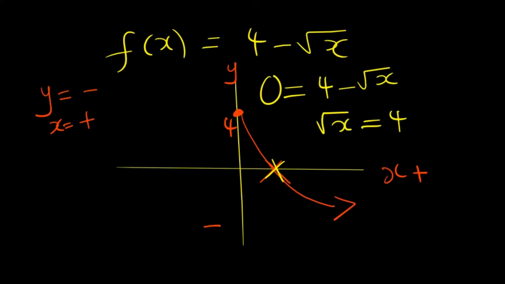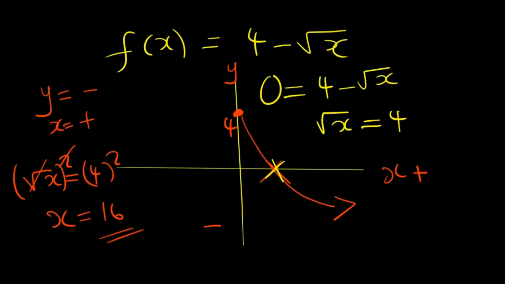Then for me to remain with my x, what do I now do? Allow me to write it on the other side. So the square root of x is equal to 4. I'm going to square both sides. So the square and the root are going to cancel. x will be equal to 4 squared, that is 16. So this point here is 16.